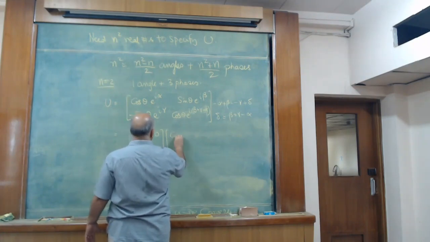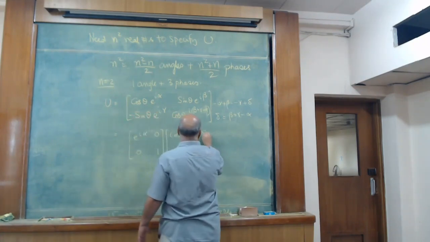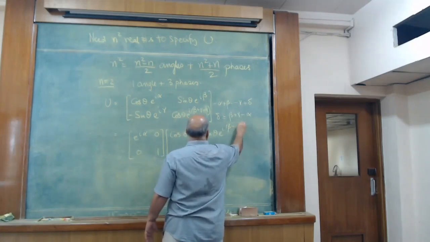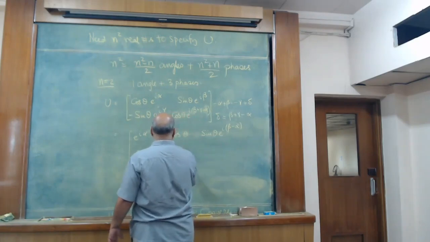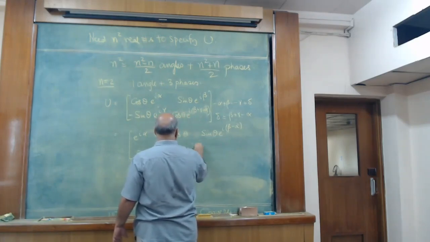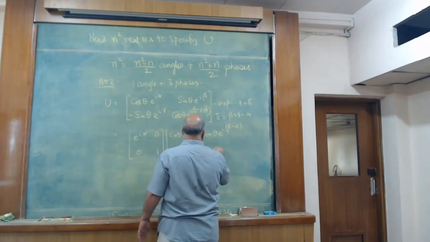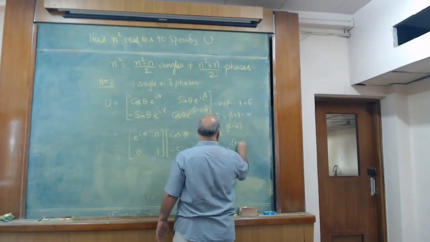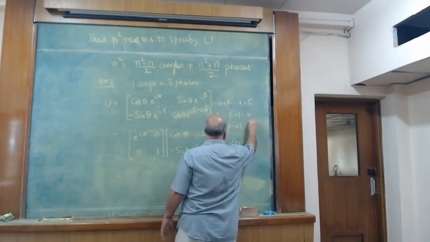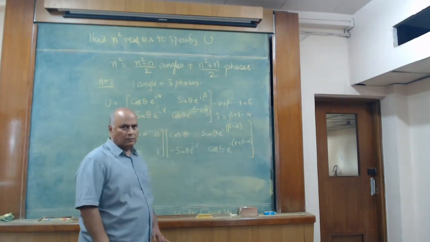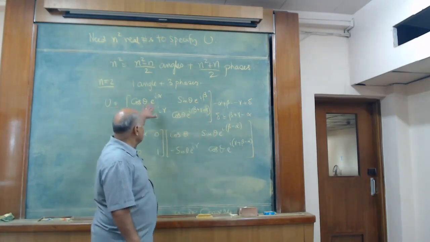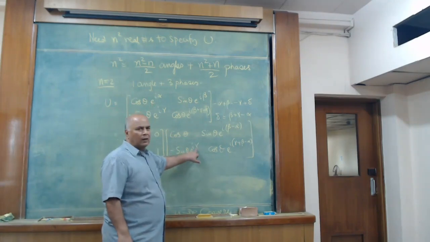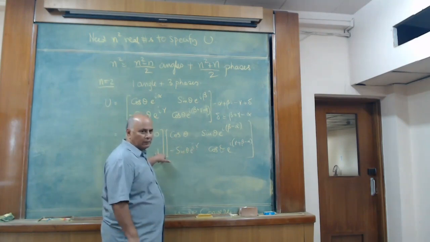Then I have cos theta times sin theta e power i(beta minus alpha), minus sin theta e power i gamma, cos theta e power i(gamma plus beta minus alpha). This matrix I can write like this. And now I pull out e power gamma from here and put it here.